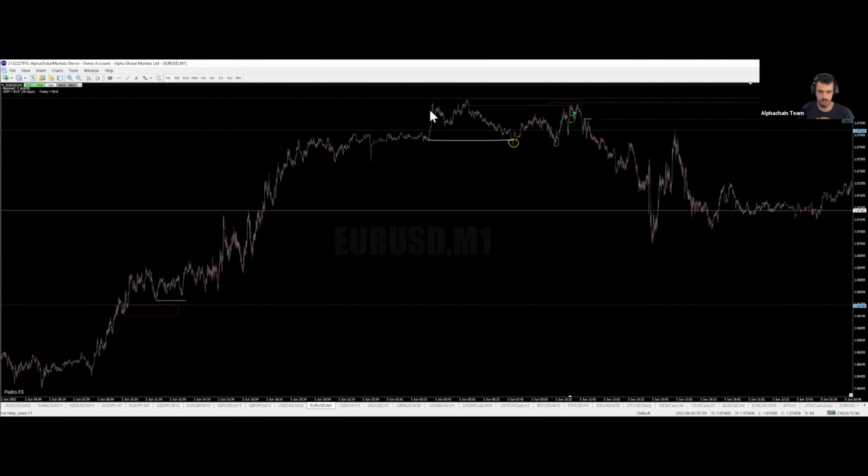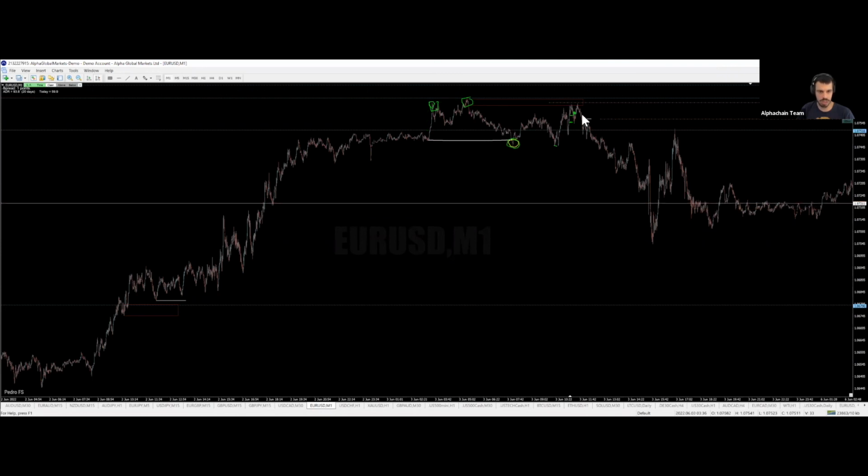I don't need to get short in here. Maybe in here already there was maybe a good opportunity. But I don't need to get short in here. I can just wait for price to show me that it is turning, that it is breaking lows, before actually joining the short to the downside.